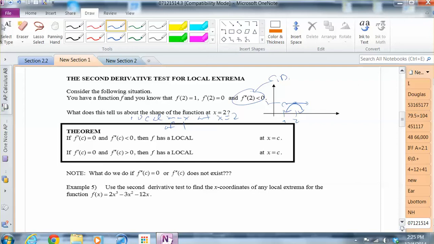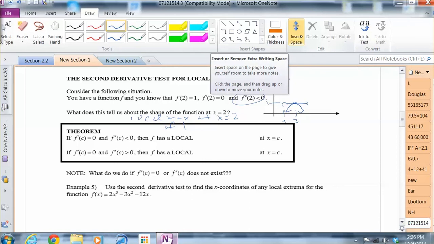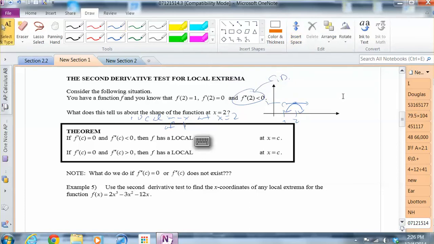So what that tells us is this theorem right here, which is basically the second derivative test. If your derivative is 0 at a certain x value, and the second derivative is negative at that same x value, then we have a local max at x equals c. Again, if we have a first derivative of 0 at a certain x value, but the second derivative is positive, then we have a local min at x equals c. Now, what if your second derivative was not positive or negative? What if it was 0 or did not exist? Then, of course, just use the first derivative test.